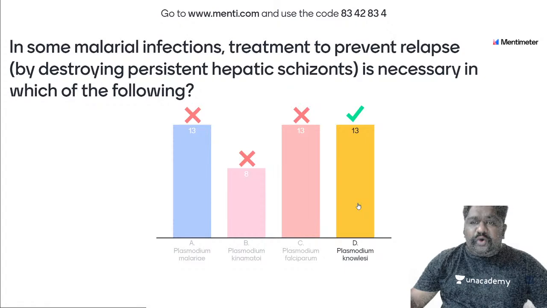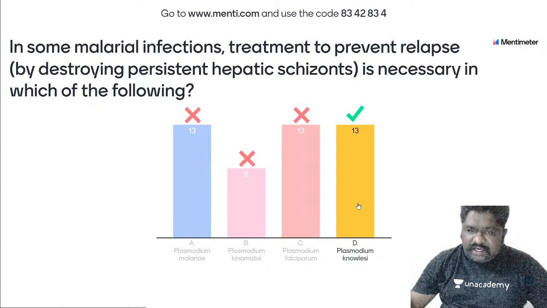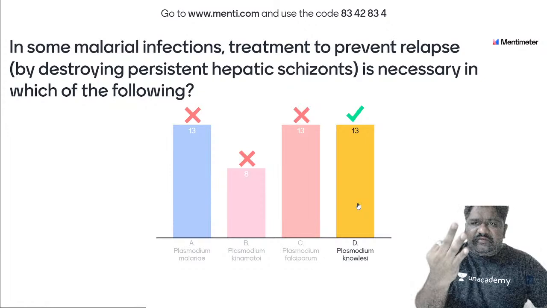In knowlesi, you will expect hypnozoites. You can have hepatic schizonts. So you have to treat them with a hepaticidal agent or schizonticidal agent. Who are the other organisms? Let me repeat. Knowlesi, ovale, vivax. In these three organisms, you have to put the treatment for relapse.